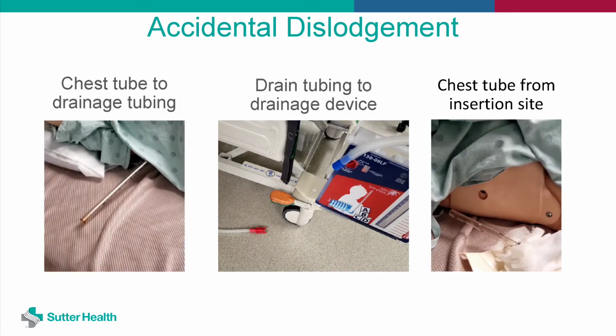Accidental dislodgement can occur in multiple places. The chest tube to the drainage tubing, the drain tubing to the drainage device, or the chest tube can come out of the insertion site.